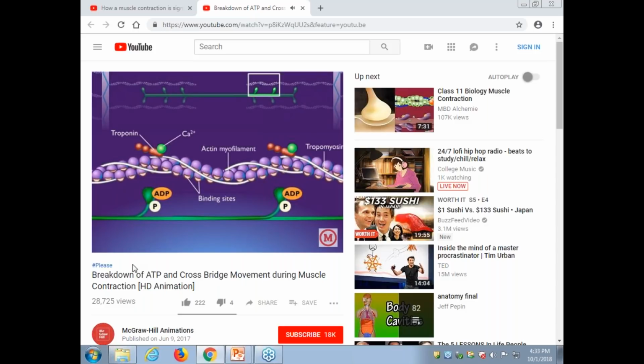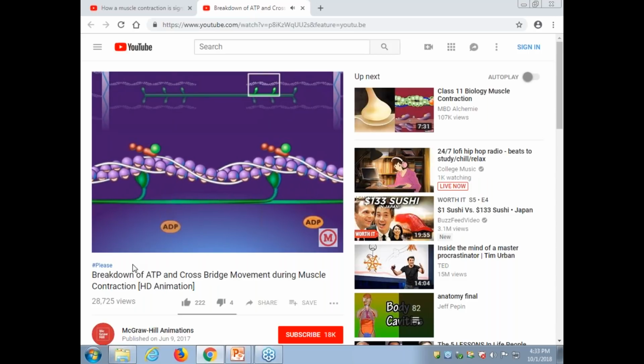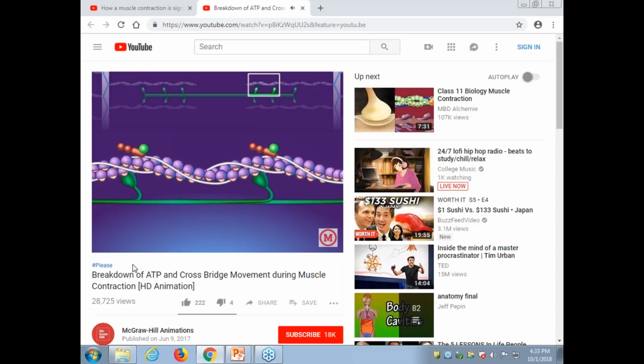ADP and phosphate are attached to the myosin head from the previous cycle of movement. The myosin heads attach to the exposed binding sites on the actin myofilaments to form cross bridges, and the phosphate is released. Energy stored in the head of the myosin myofilament is used to move the head. This causes the actin myofilament to slide past the myosin myofilament. The ADP is released from the myosin head as it moves.